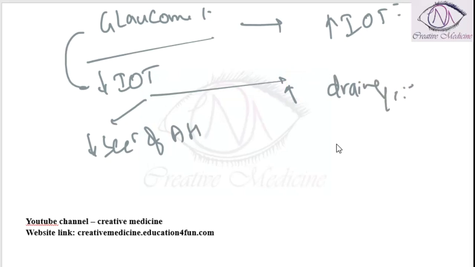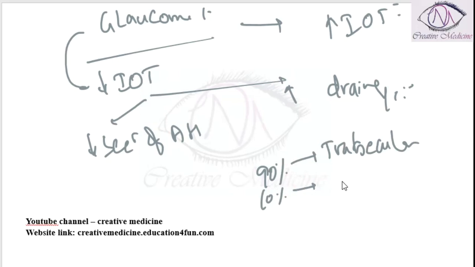A major amount of aqueous humor, that is 90%, will drain by the trabecular route, whereas 10% will pass through the connective tissue within the ciliary muscles, which is called uveoscleral outflow. In uveoscleral outflow, the 10% of fluid will pass into the connective tissue spaces within the ciliary muscles and then via the suprachoroidal space into the episcleral vessels.